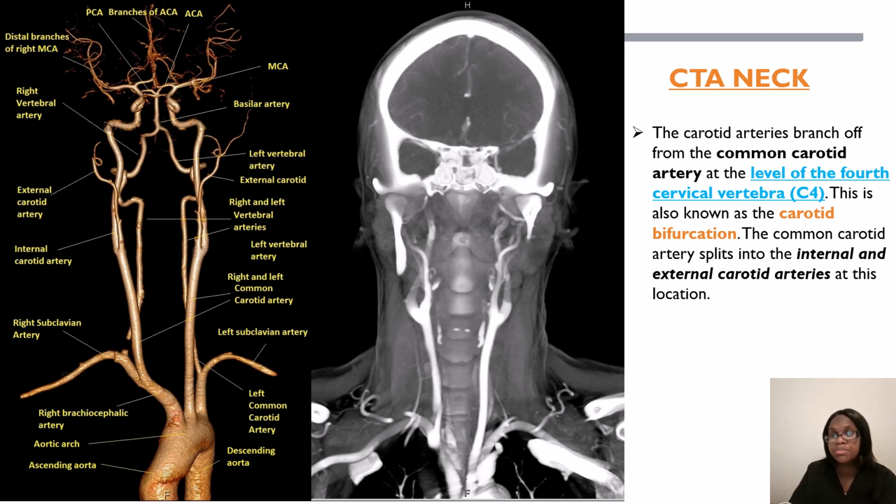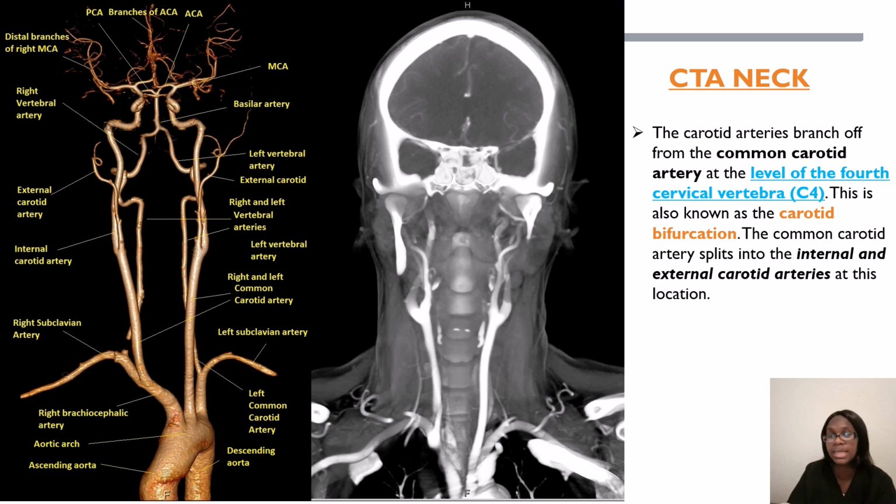The carotid arteries branch out from the common carotid artery at the level of the fourth cervical vertebra, C4. This is also known as the carotid bifurcation. The common carotid artery splits into the internal and external carotid arteries at this location. So make sure you know your arteries.